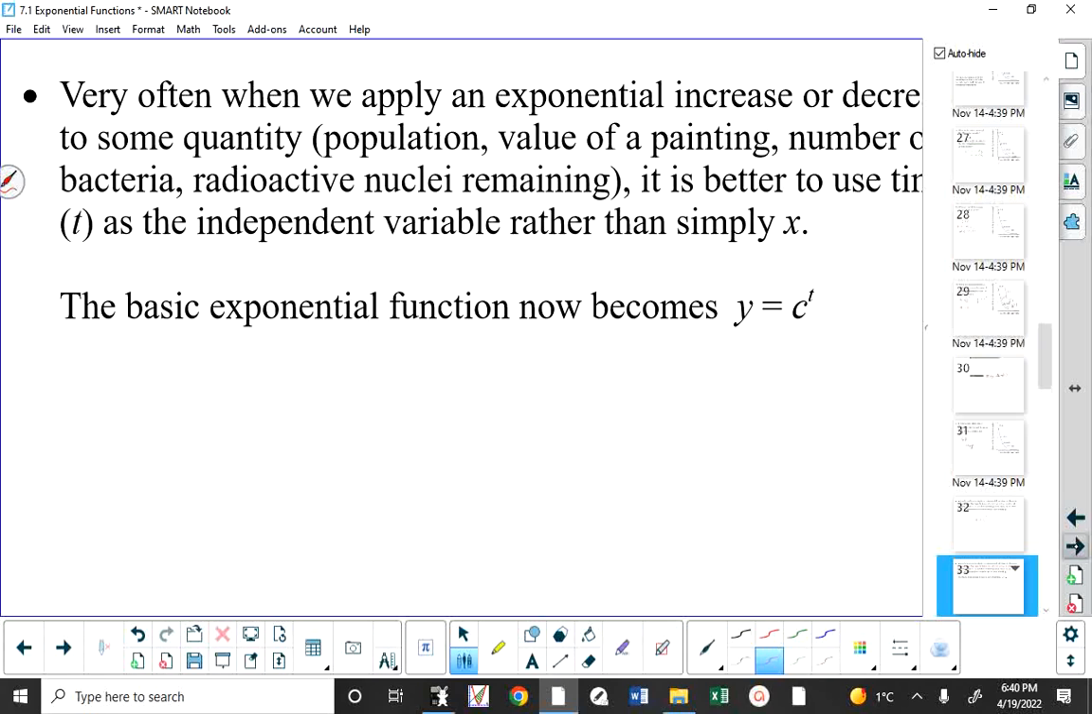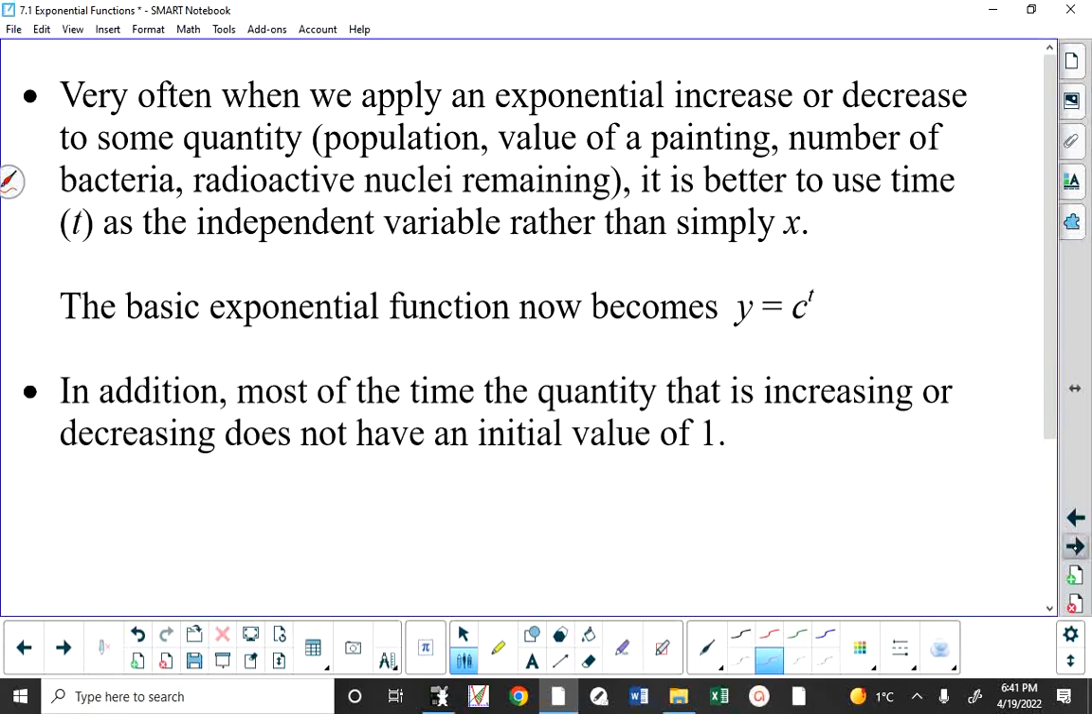There's another issue though. That variable y could be bacteria, it could be radioactive nuclei, it could be the value of a rare painting, it could be the population of mice in an old abandoned barn. But there's another issue here. And it's that most of the time, the y-intercept is not 1. I mean, think about this for a second.